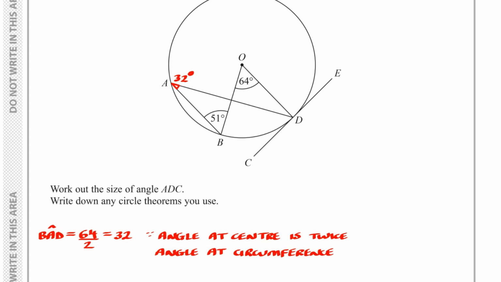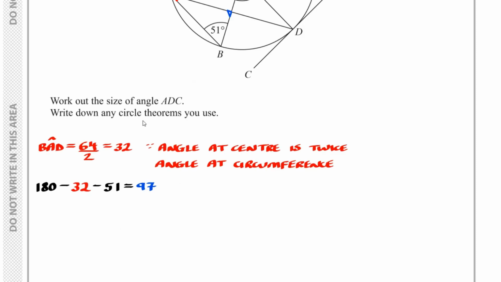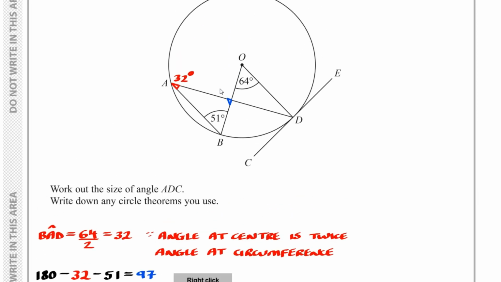Now we can find out this angle here, recognizing we have angles in a triangle. So 180 take away the 32 take away the 51 is 97, which means this angle is 97. And because we've got vertically opposite angles, this angle here is also 97.